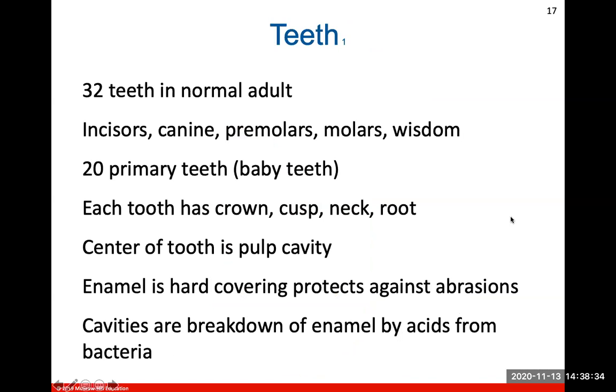So then you have 32 adult teeth: incisors, canines, premolars, molars, and wisdom teeth. You have 20 primary teeth, those are your baby teeth, and the tooth has its own anatomy that we'll see in a slide, the picture of a tooth. Each has a crown, a cusp, a neck, and a root. The center of the tooth is the pulp cavity. Enamel is the hard covering that protects against abrasions that your teeth often face. And enamel is the hardest substance in the body. Cavities are breakdown of enamel by acids from bacteria.